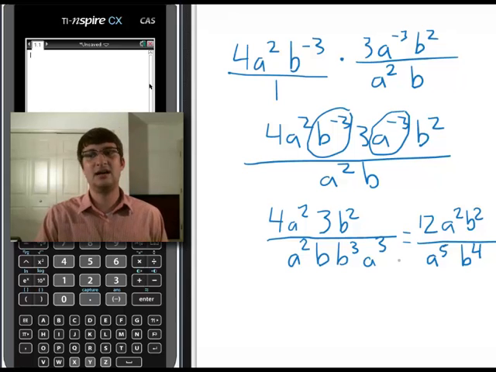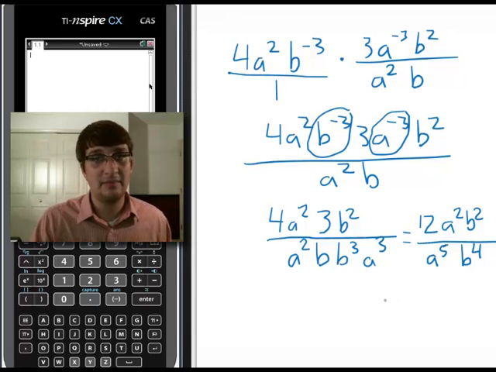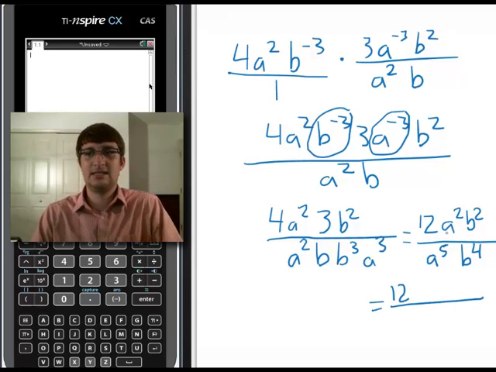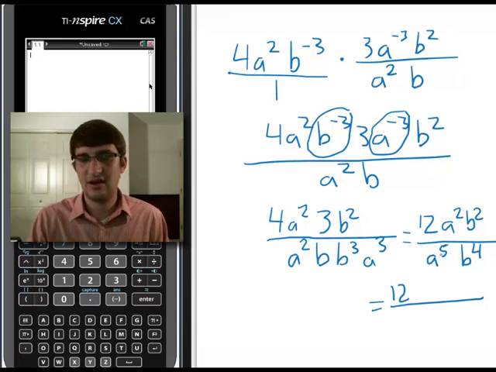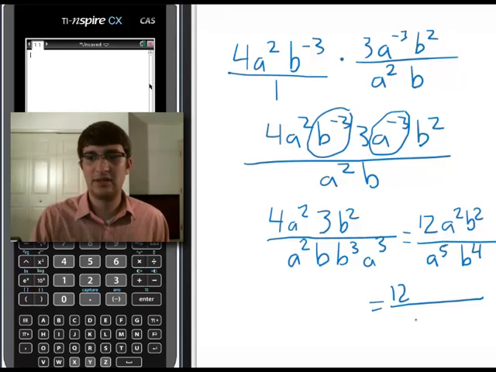And now it's just time to simplify it, do some canceling, okay? The number itself, 12 on the top, has nothing to cancel with on the bottom, so we're just going to leave that at 12 on the top. However, you'll notice that there's more a's on the bottom than a's on the top. In fact, there are 3 more a's on the bottom than there are on the top. So we can cancel away 2 of those a's, and we're left with 3 a's here on the bottom.